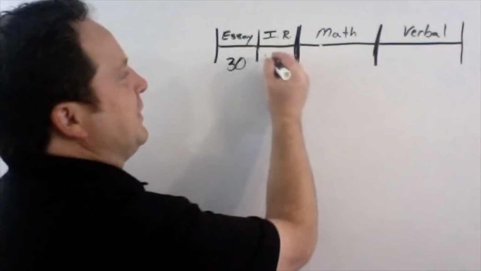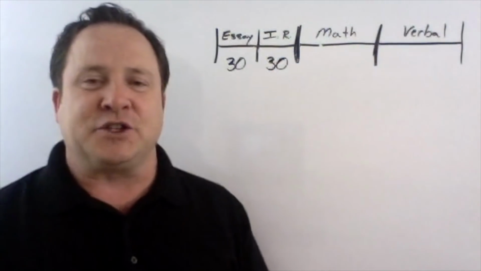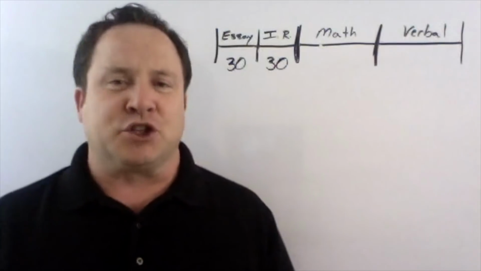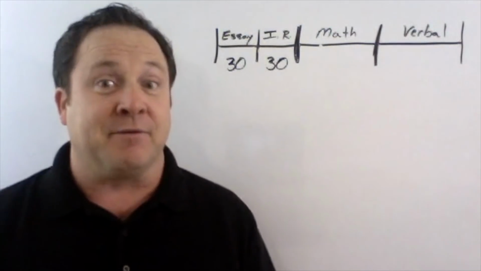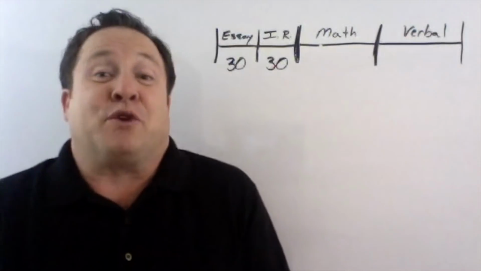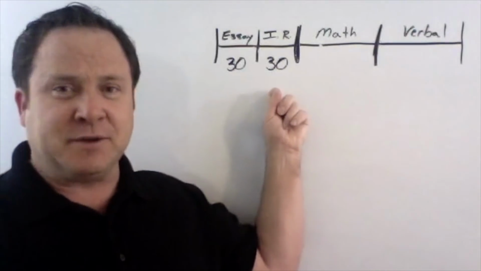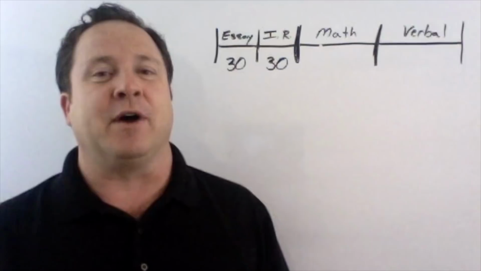The integrated reasoning section is also 30 minutes, and in the integrated reasoning section, you do a lot with reading charts and graphs. There is math involved as well as verbal. You even do spreadsheets. It's much more like real life. This is a fairly recent section, came onto the test in June of 2012.